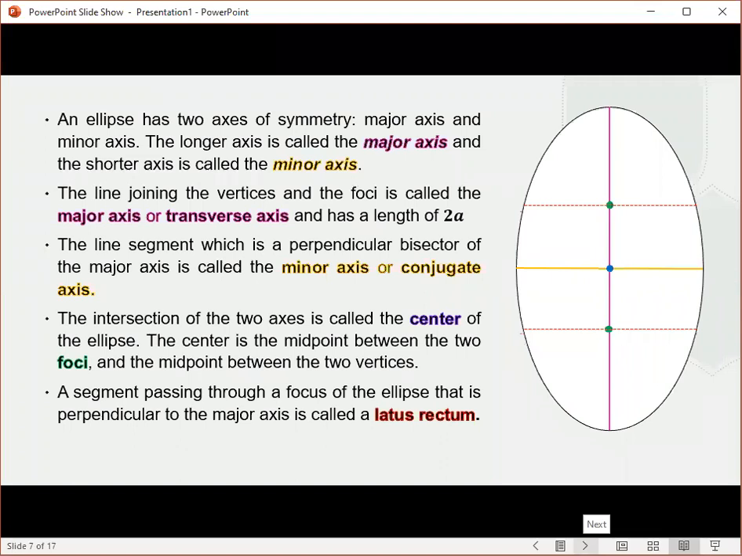However, based on the competencies I mentioned earlier, we will not be sketching the graph of the ellipse. We will just simply describe the points on the ellipse. Again, the green dots there are the foci. The blue dot is called the center. The pink line is the major axis, the longest axis on the ellipse. The yellow line, which is the shorter axis, is called the minor axis. And lastly, the red broken line there is called the latus rectum.